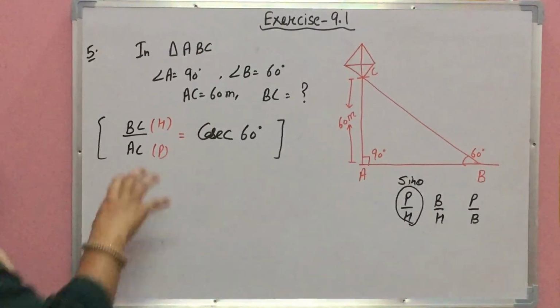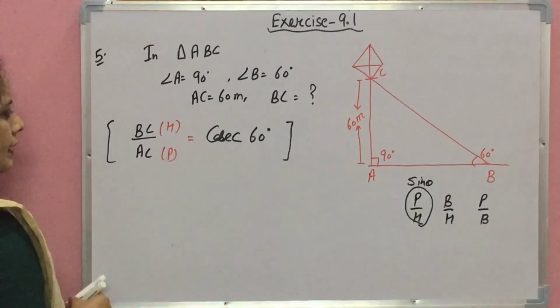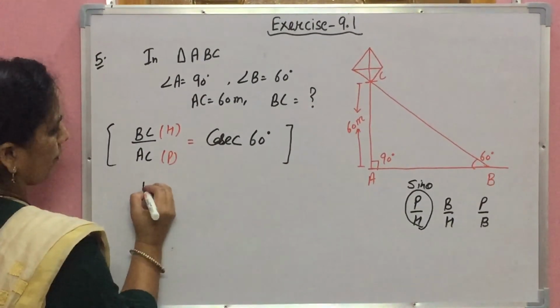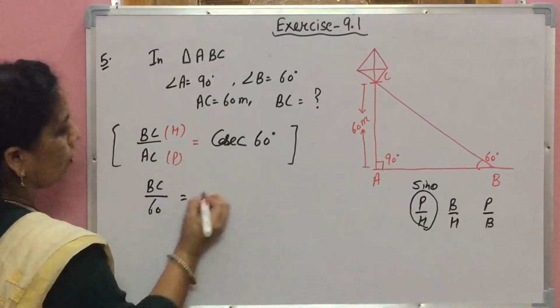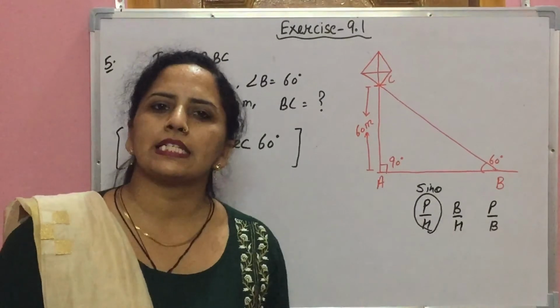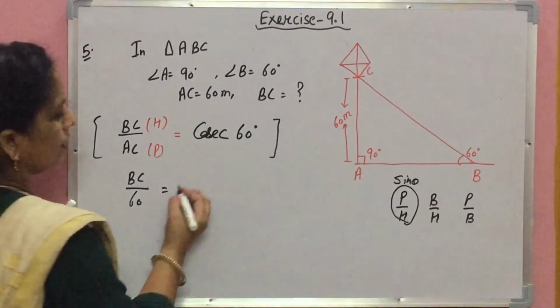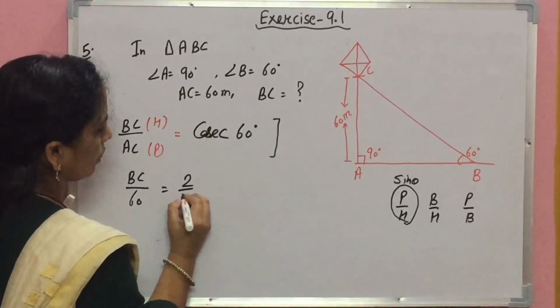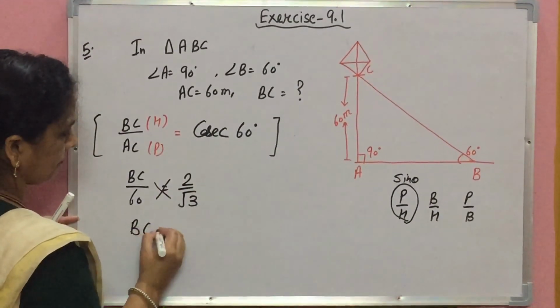If you have made any mistake here itself, then your final answer cannot come correct. Right, now put the value. AC, this is 60. Cosecant 60, this is the reciprocal of sin 60, and sin 60 is square root of 3 by 2. So this is 2 square root of 3. Do the cross multiply.